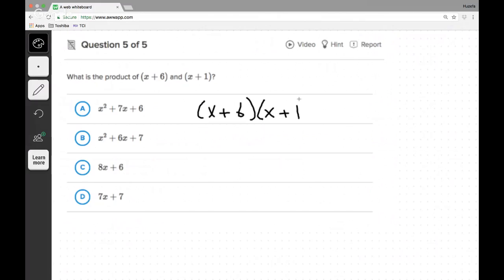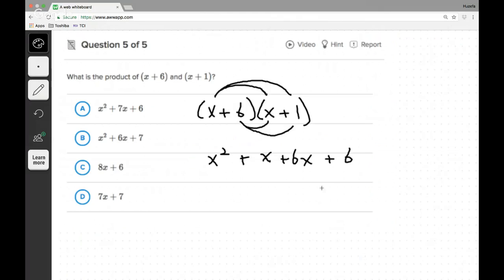We got x plus 1. So let's go ahead and FOIL. That means first, outer, inner, last. So what's x times x? That's x squared plus what's x times 1? That's x plus 6 times x. That's plus 6x. And then plus 6 times 1 plus 6. Almost there. We got to combine the like terms right there. So we got x squared plus 7x plus 6.